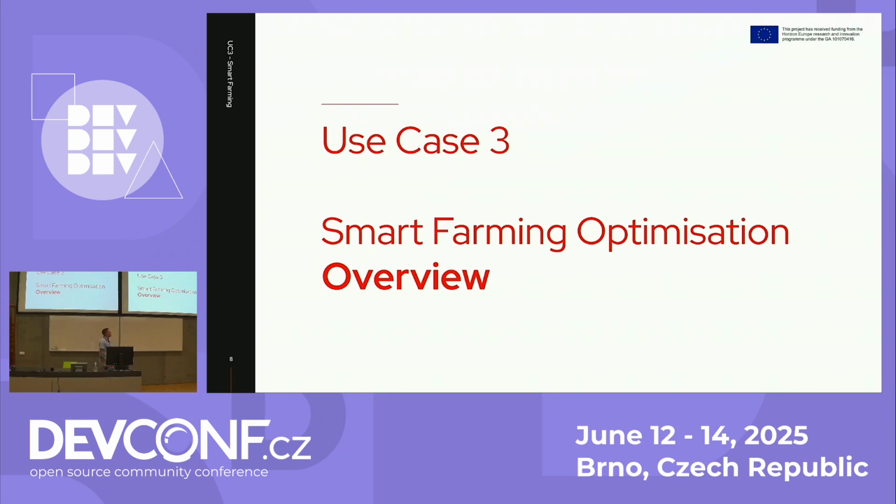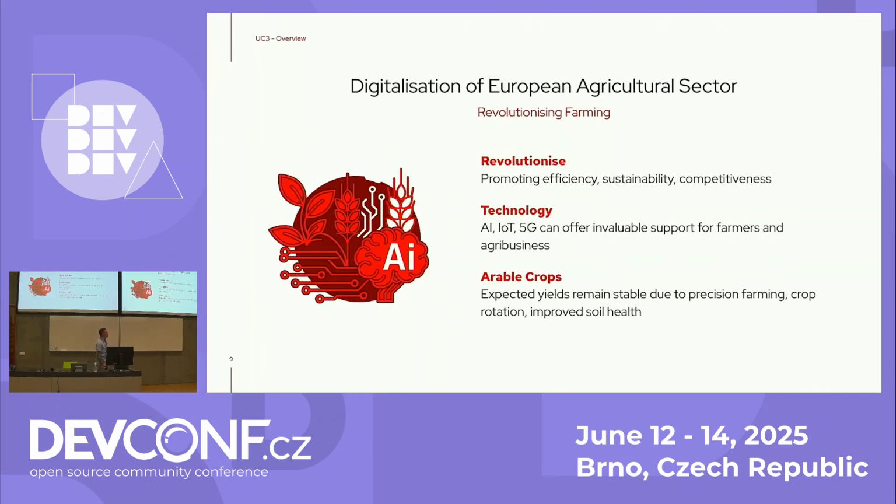So then just a quick overview of the actual use case itself. To keep European agriculture efficient and competitive, we have to be able to adopt new technologies. So obviously 2 big ones are AI and 5G.